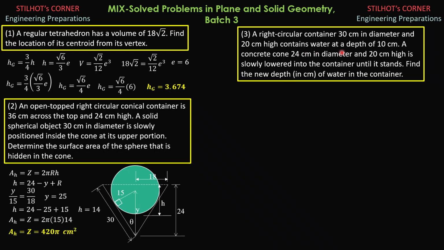Then for the last problem: a right circular container 30 centimeters in diameter and 20 centimeters high contains water at a depth of 10 centimeters. A concrete cone 24 centimeters in diameter and 20 centimeters high is slowly lowered into the container until it stands. Find the new depth in cm of water in the container.